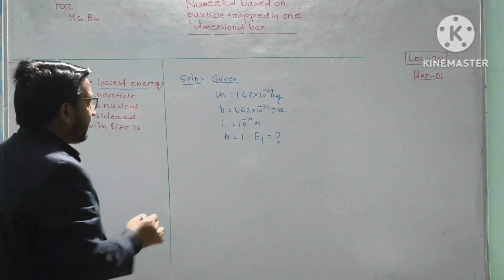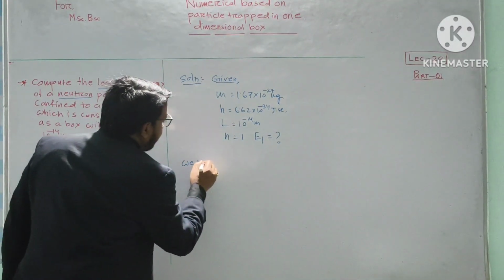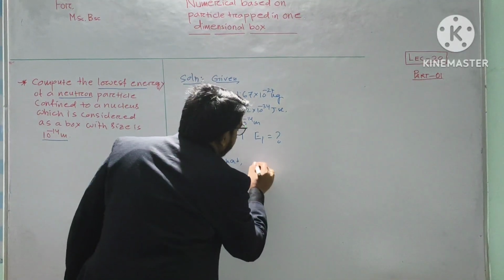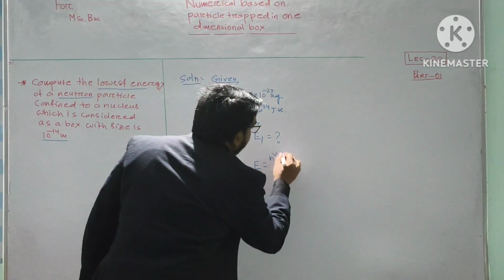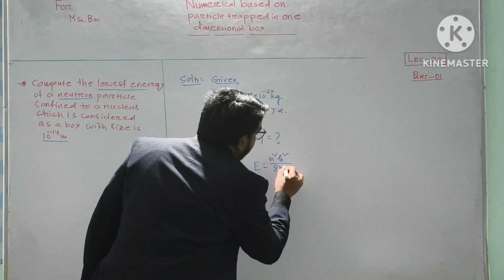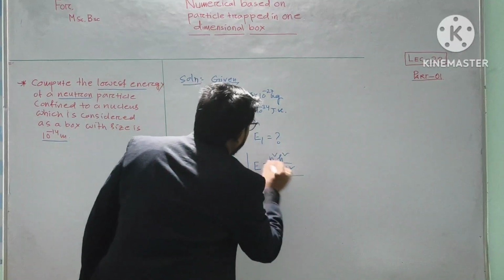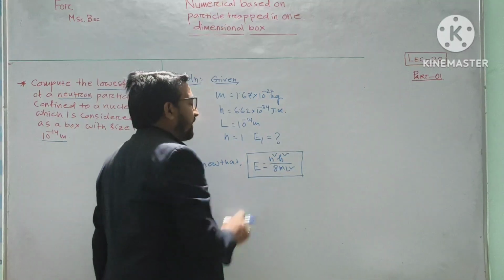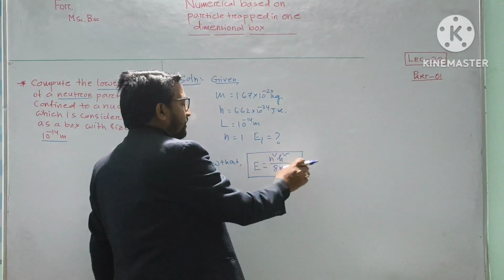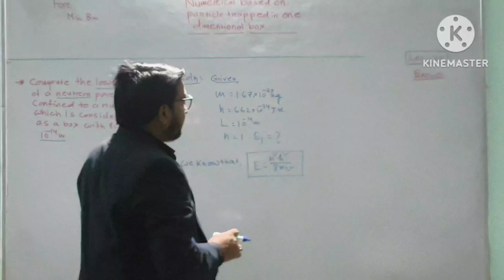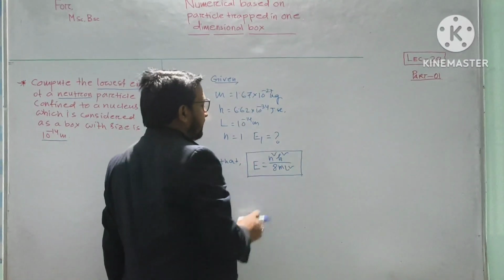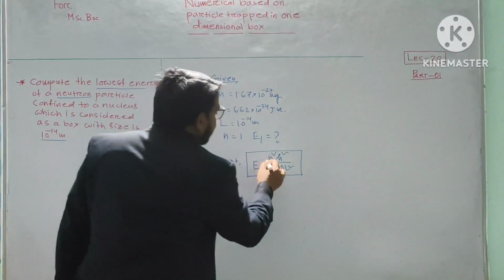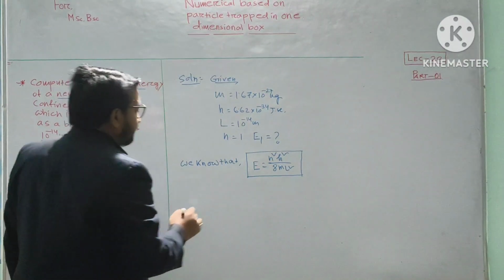So we know that E equal n square h square divided by 8 m L square. This is our formula. In this formula, m is the mass of the particle, L is the width of the potential wall, h is Planck constant, and n is the orbit number, that means the energy level.